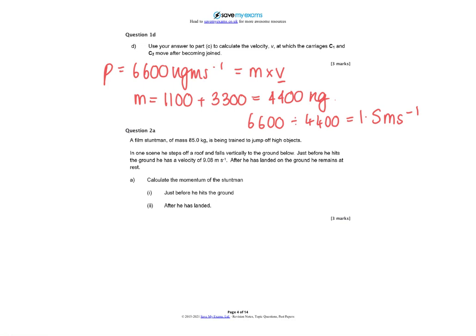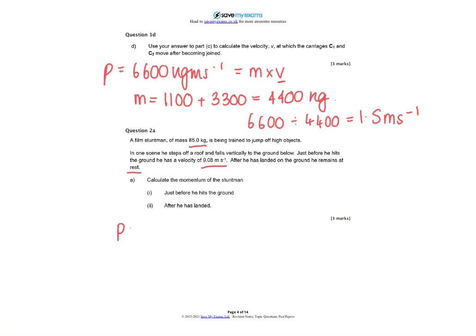Question 2a, a stuntman of mass 85 kilograms is being trained to jump off high objects. He steps off a roof and falls vertically. Just before he hits the ground, he has this velocity, 9.08, and after he lands on the ground, he remains at rest. So we need to calculate his momentum just before he hits the ground.